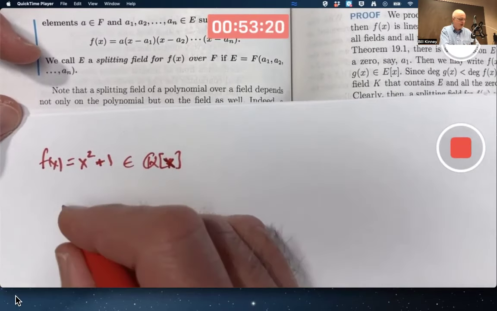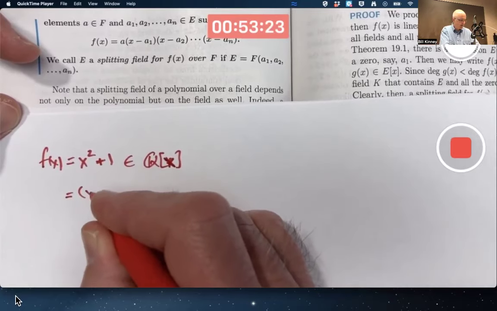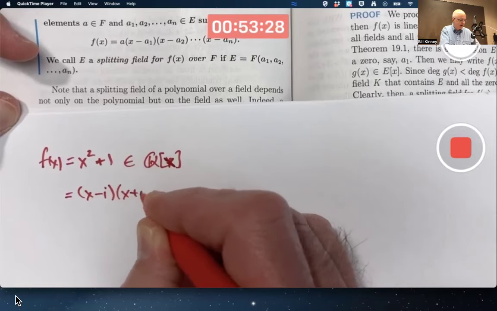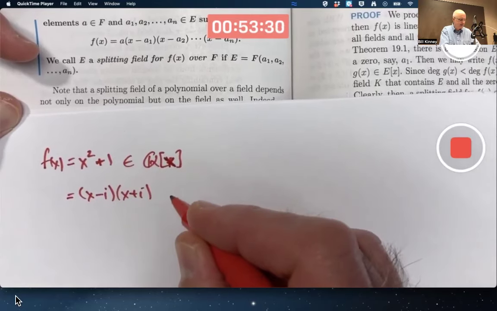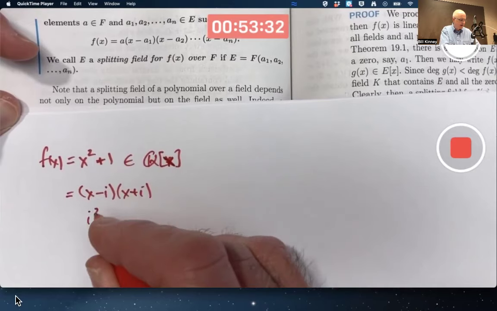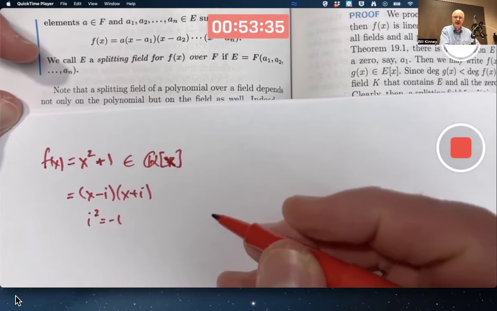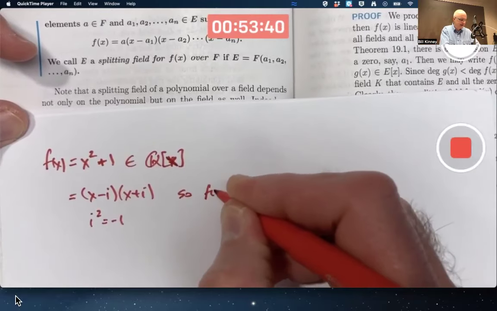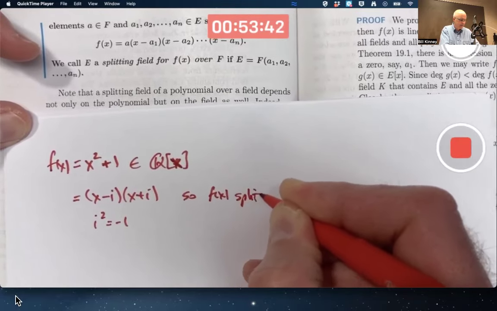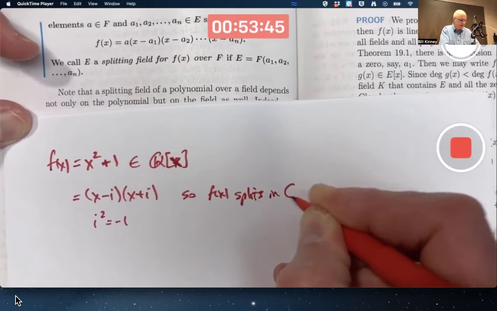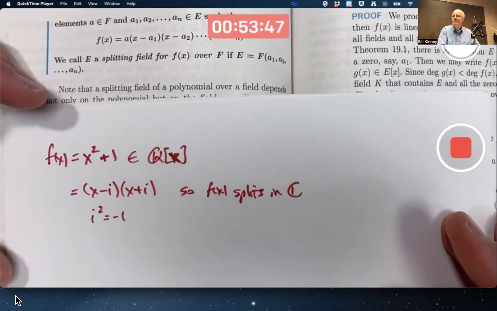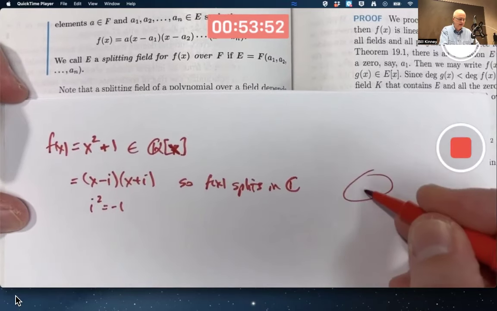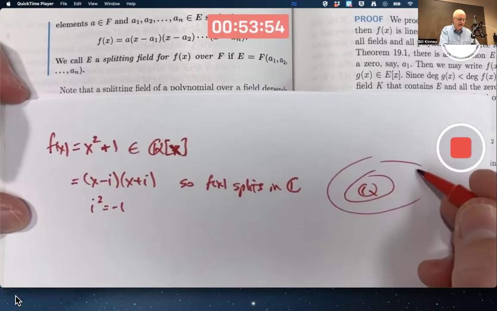All right. We do know, you don't have to prove from scratch, that you can factor x squared plus 1 as (x minus i) times (x plus i), where i is the imaginary unit. i squared equals -1. So that is a factorization. You could say f of x splits in the complex numbers, C. Yes, and C is a field extension of Q.